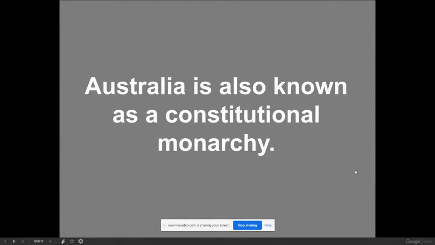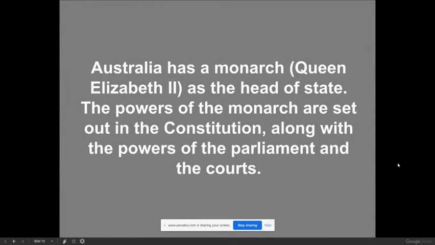Australia is also known as a constitutional monarchy. Australia has a monarch, Queen Elizabeth II, as the head of state. The powers of the monarch are set out in the Constitution, along with the powers of the Parliament and the courts.